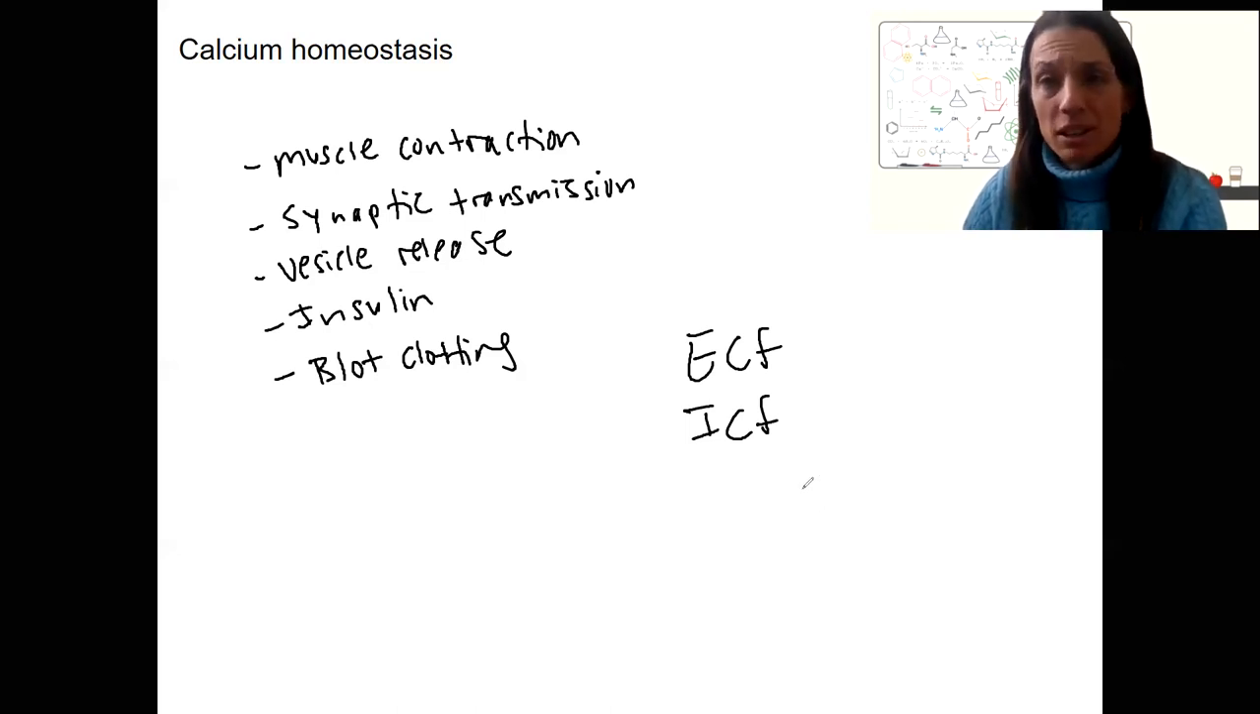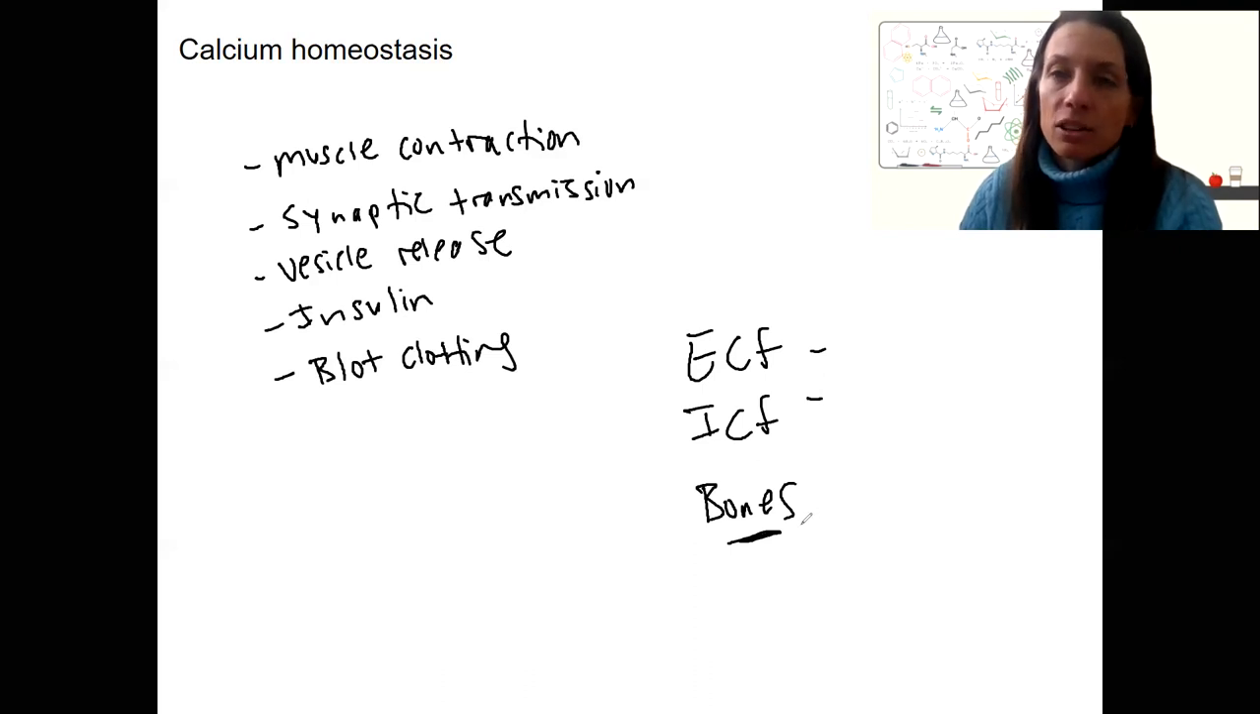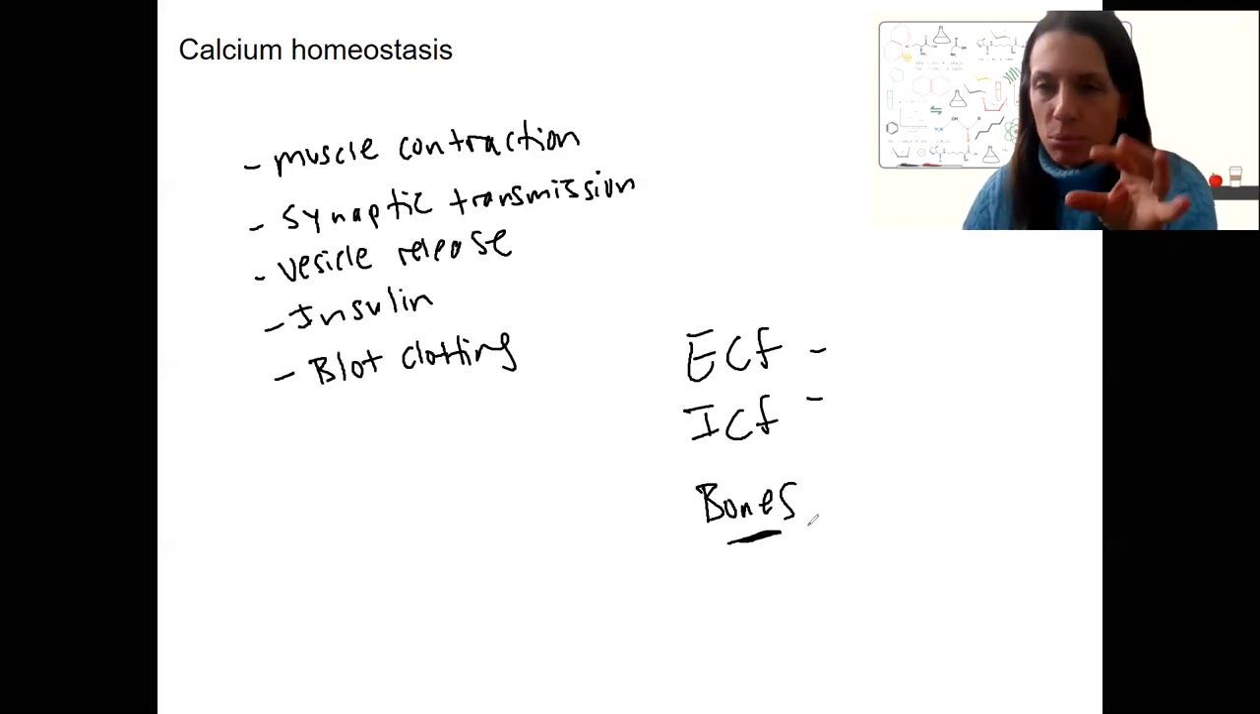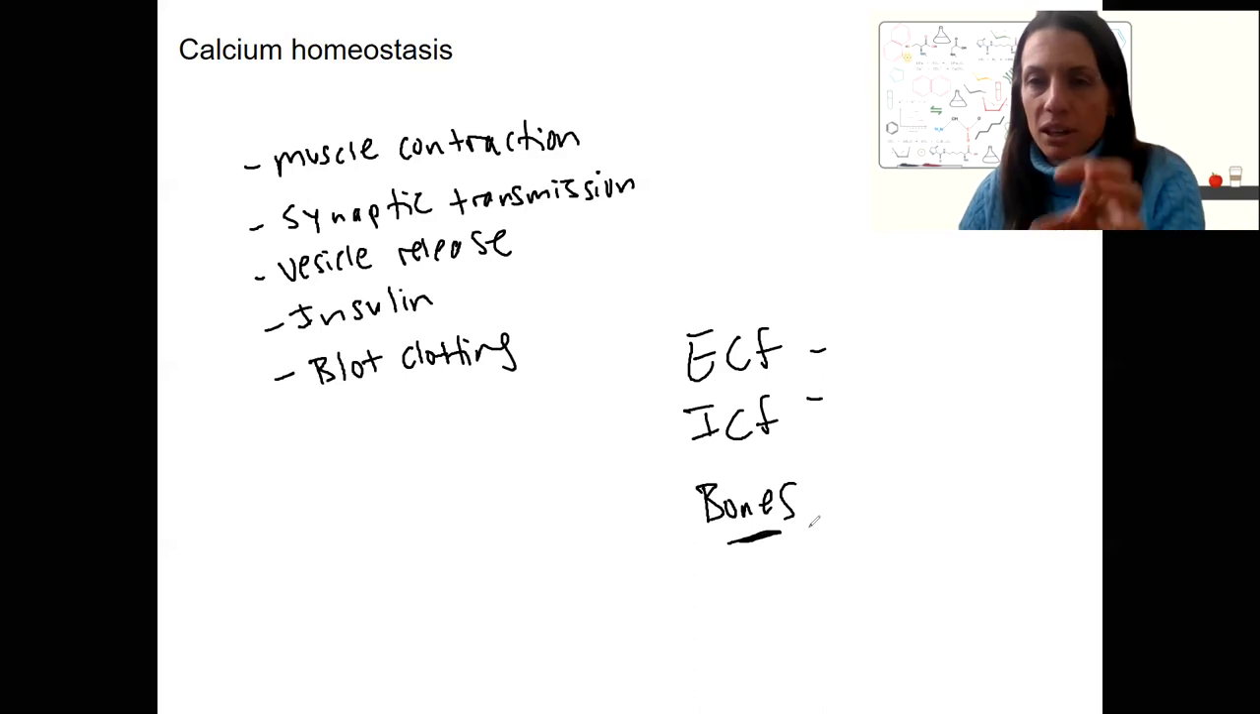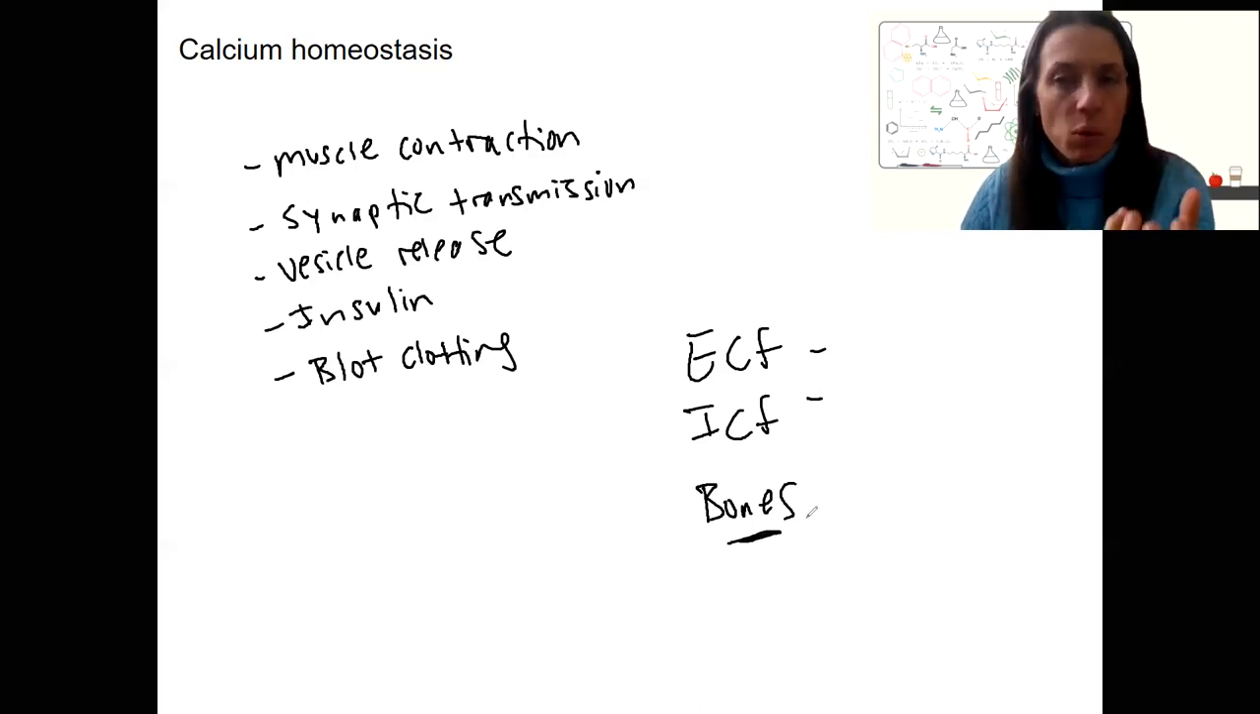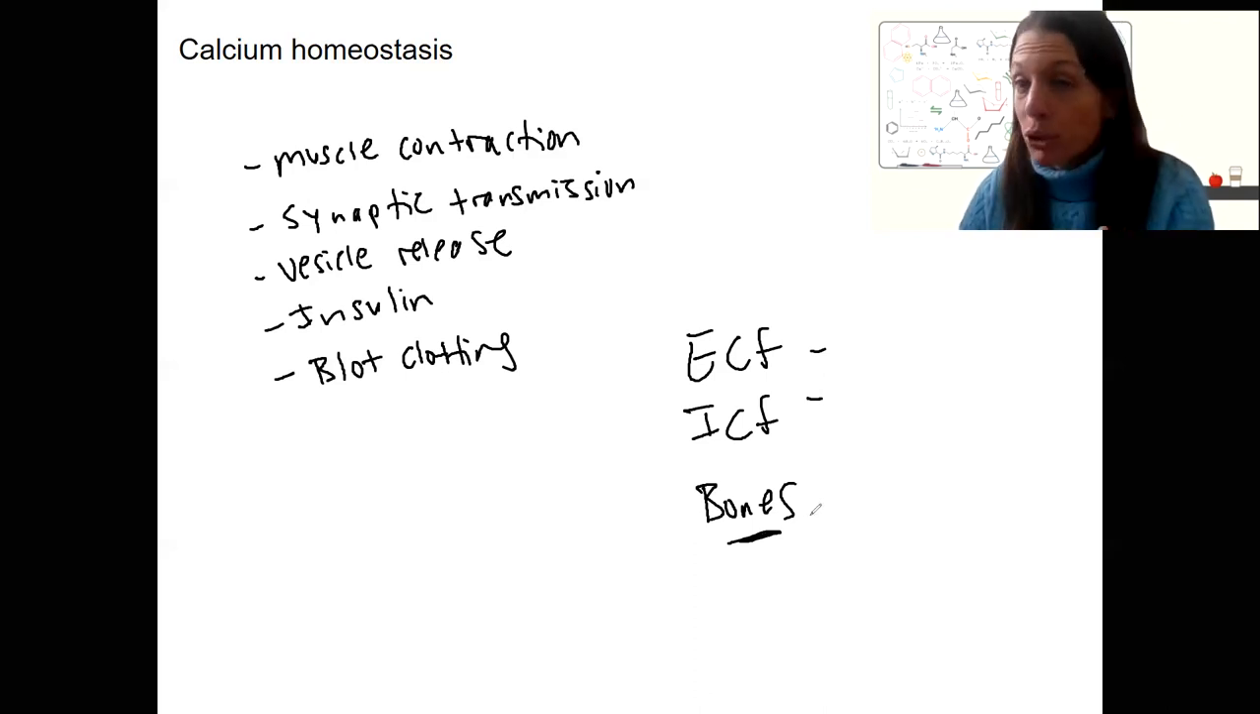But where is most of the calcium in your body? If we want to be able to regulate these, where do we get it from or give it to? The bones. The bones are made of calcium. And what's pretty cool about the bones is that calcium that's put in there can be taken out and put in, even though the bones are already formed. That's good because we can maintain calcium homeostasis, but it could also be bad if we don't get enough calcium in our diet. We have to take it from our bones. It literally comes out of the bones.